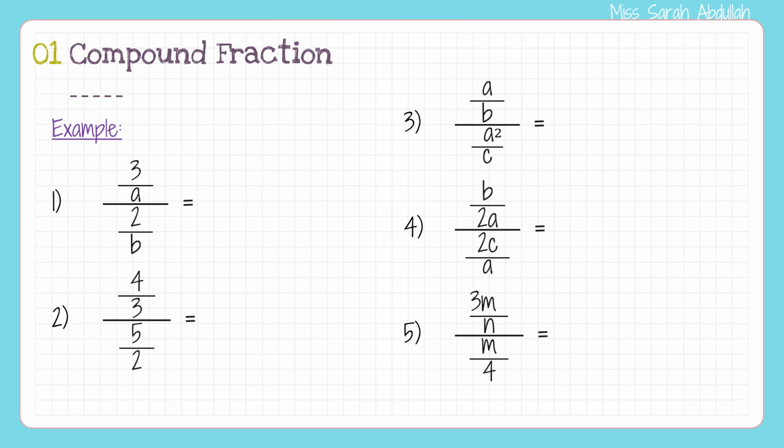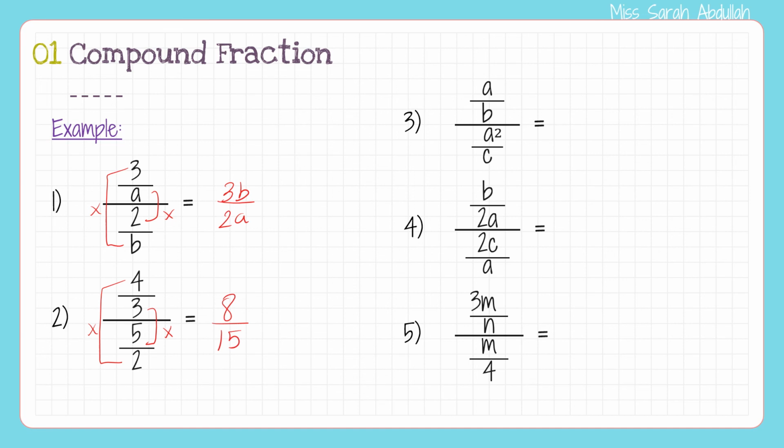Okay, so this is an example. The first one, 3 over a over 2 over b. So let's take a look at the numerators. 3 and 2, can they be simplified? No. A and b? No. So let's do multiplication. 3 times b over a times 2. So 3 times b is 3b over 2a. The second one, let's take a look at the numerator. 4 and 5 cannot be simplified. 3 and 2 cannot be simplified. So let's do multiplication. 4 times 2 over 3 times 5, so it's 8 over 15.